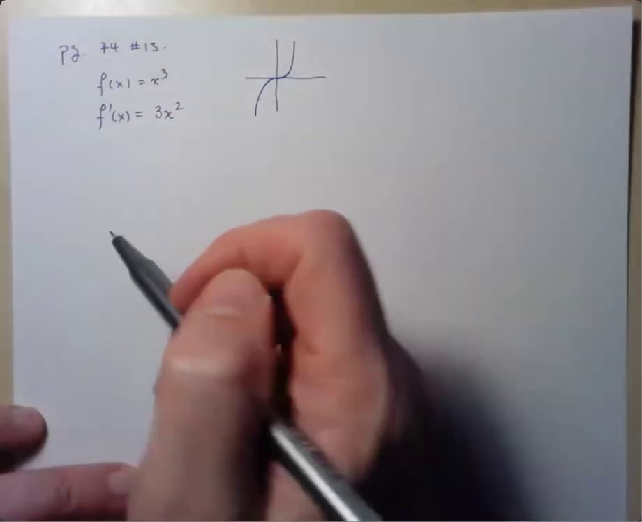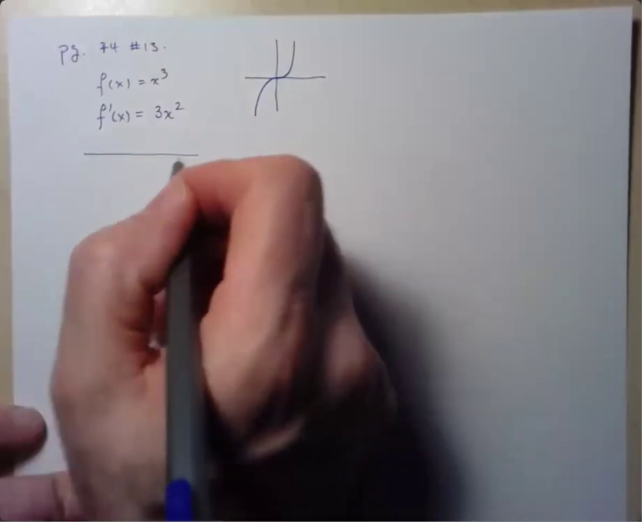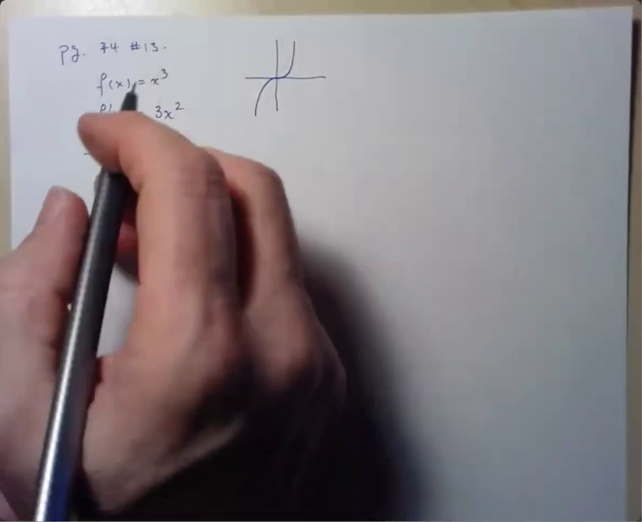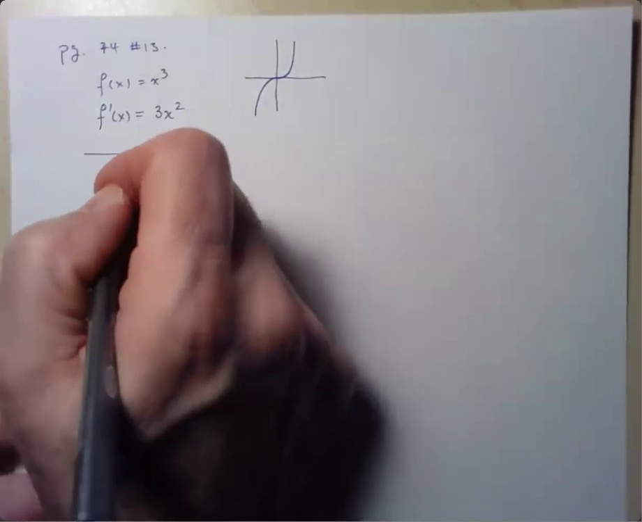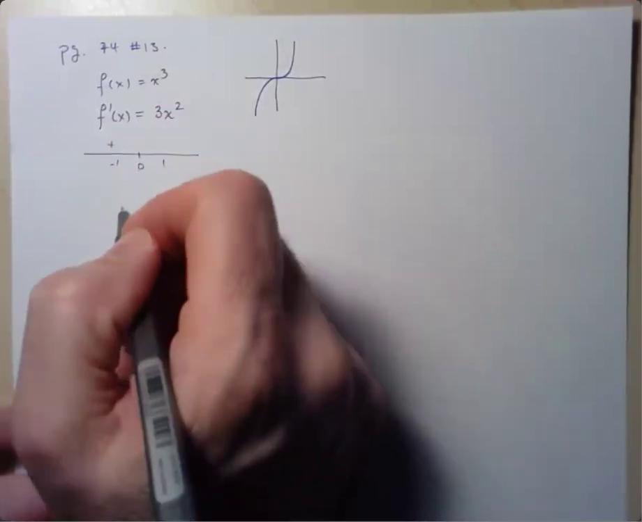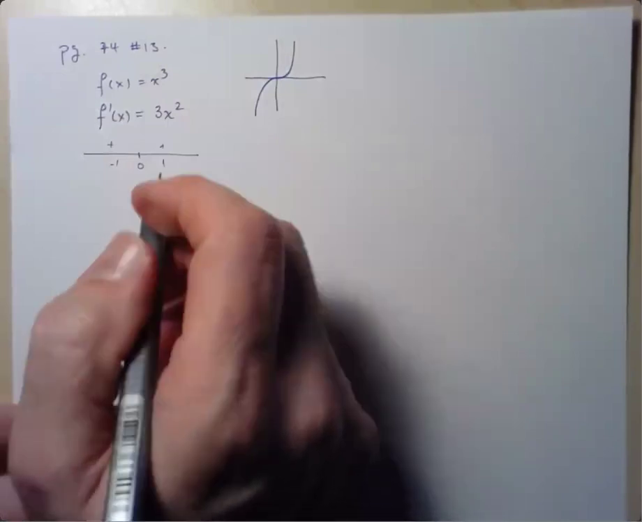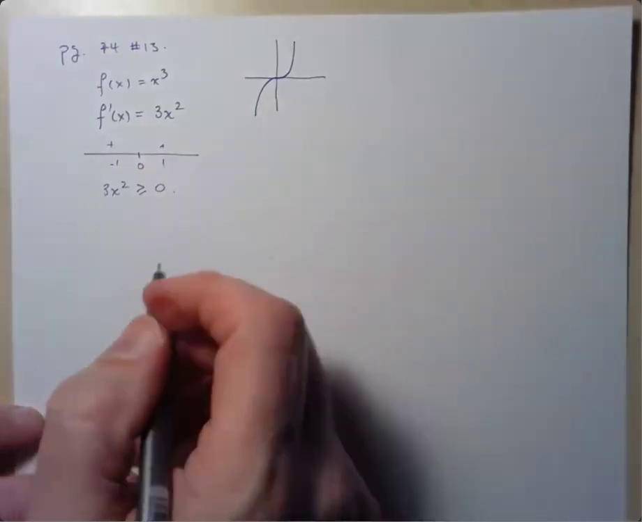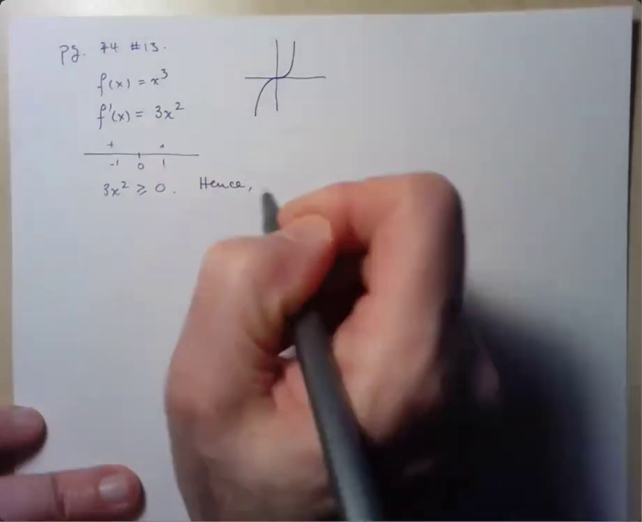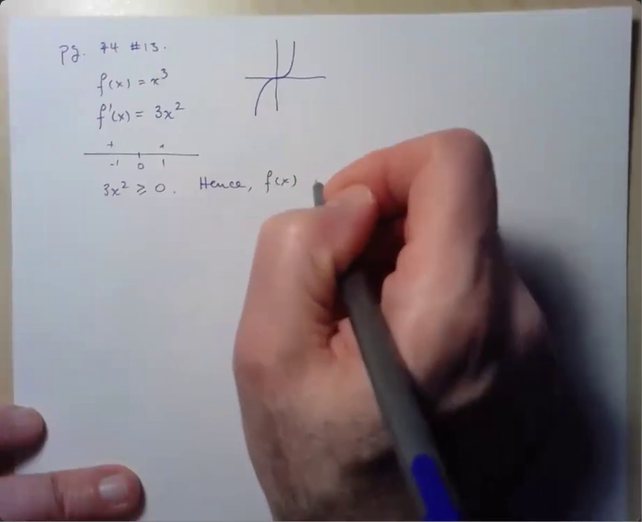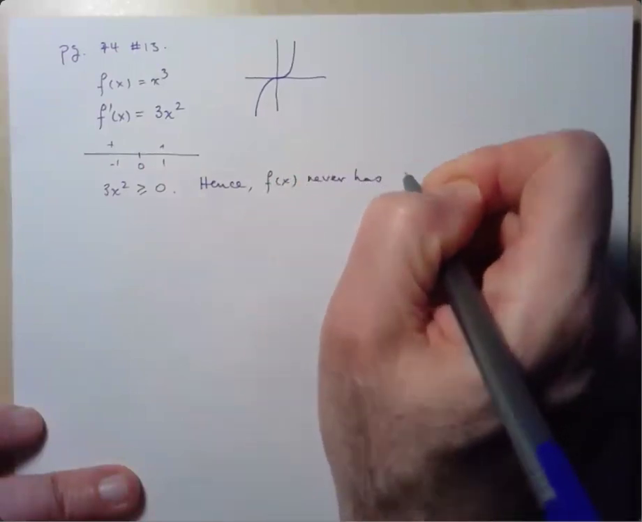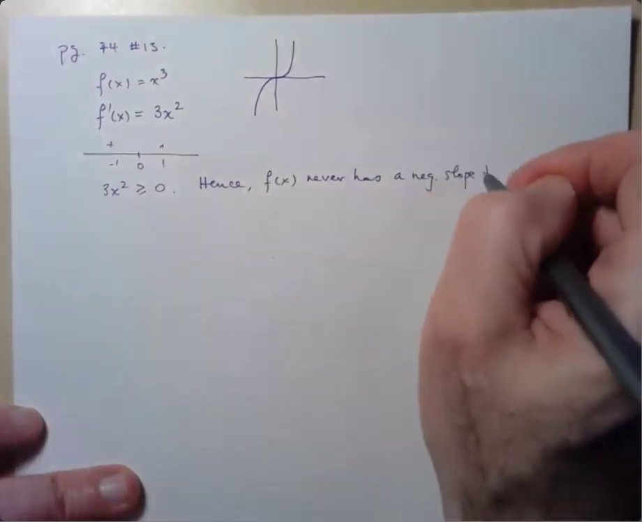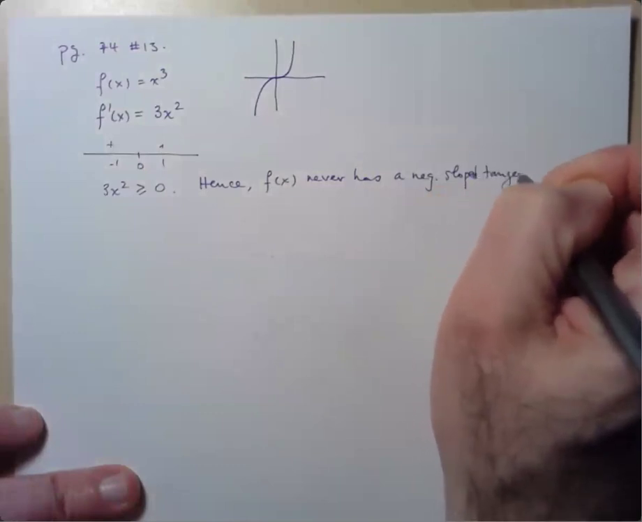If you really want to, you can draw your little number line, and when x is less than 0, pick x equals -1, this is going to be positive. Pick x equals 1, still going to be positive. So 3x squared is always greater than or equal to 0. So what's your conclusion? Hence, f of x never has a negative slope. Negative slope tangent, sloped. Terrible English, but you know what I mean.